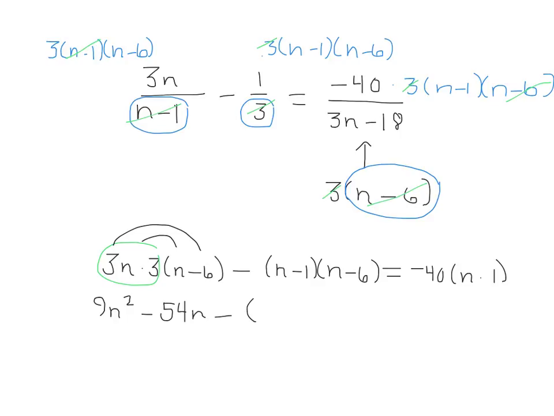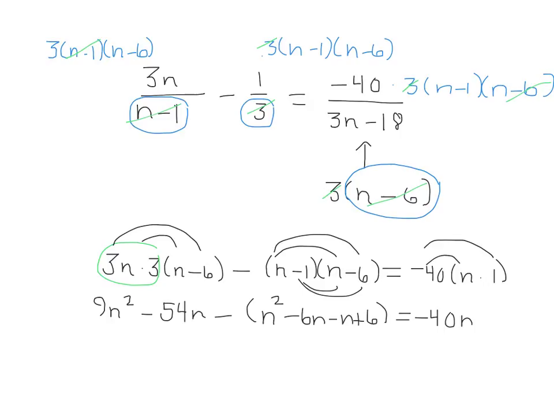Minus, I'm going to FOIL this, but put my answer in parentheses to remind myself that everything needs to be subtracted. First times first is n squared. Outside times outside is negative 6n. Inside times inside is negative 1n. And last times last is positive 6. On the right side of my equal sign, when I distribute, I'll have negative 40n, and negative 40 times negative 1 is positive 40.